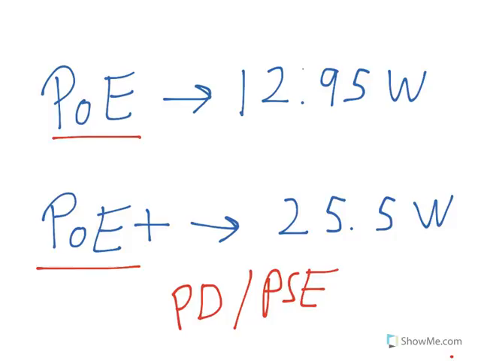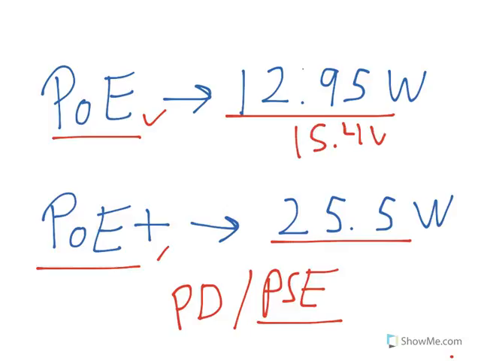PoE comes in two flavors, PoE and PoE Plus. According to the standard, a PoE compliant PD device or power device will require up to 12.95 watts of power to operate. And for PoE Plus, the PD will require up to 25.5 watts to operate. However, on the PSE side, the specification tells us that each port must be capable of supplying up to 15.4 watts on the PoE side or 30 watts on the PoE Plus side.